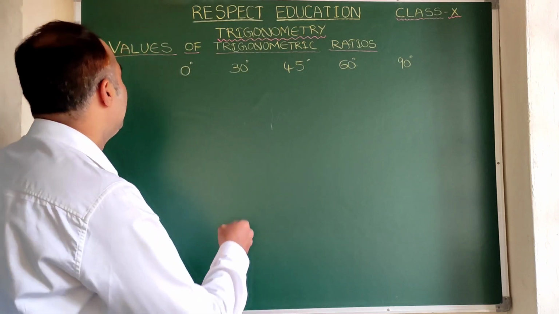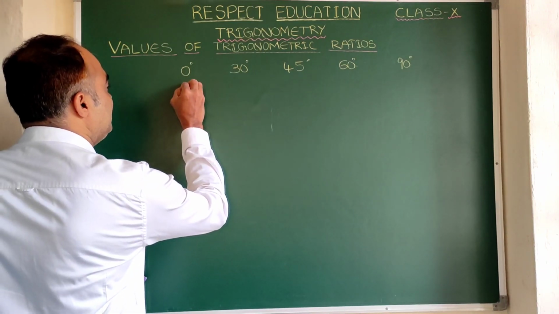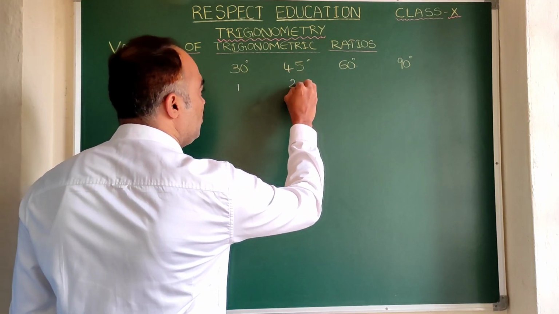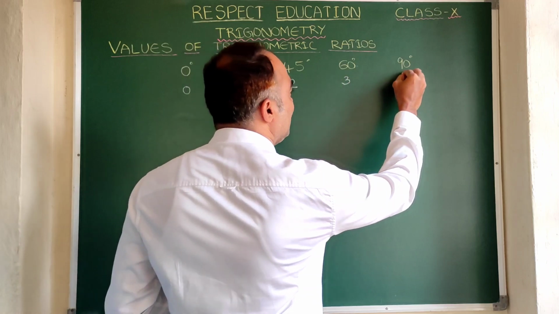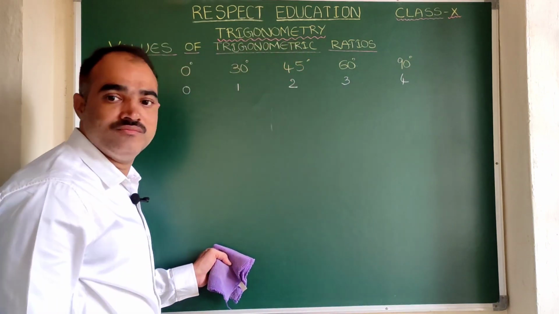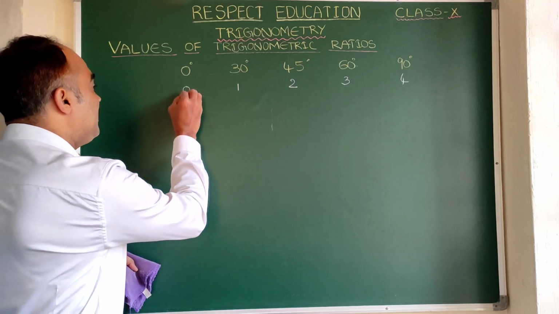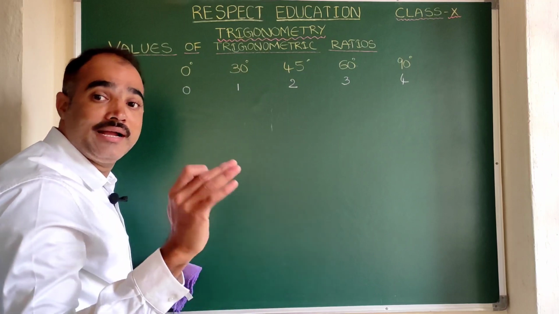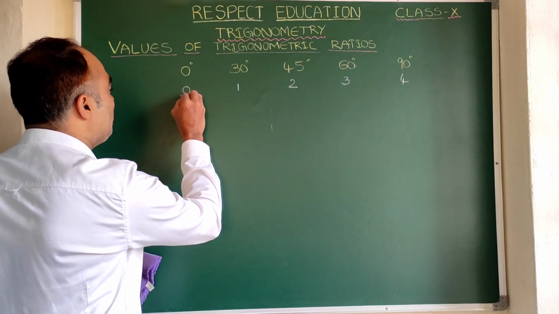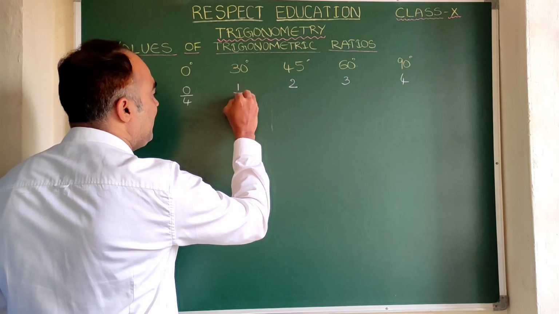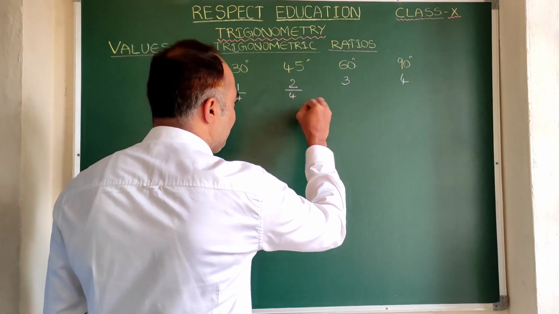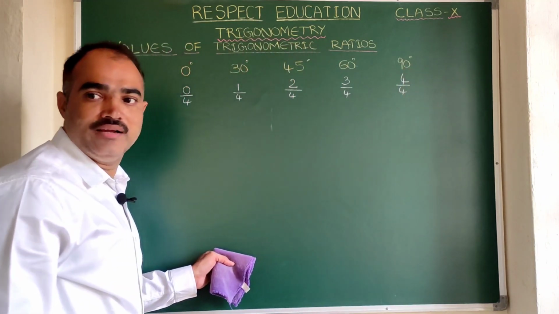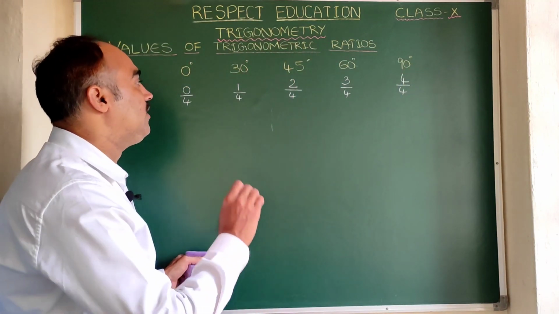See, it's very easy. First you write 0. Next 1. Next 2. Next 3. Then 4. Right. Now what we need to do? Every number from 0 to 4, each number you divide again by 4. Means here 0 by 4, 1 by 4, 2 by 4, 3 by 4, 4 by 4, like this. Is it clear?